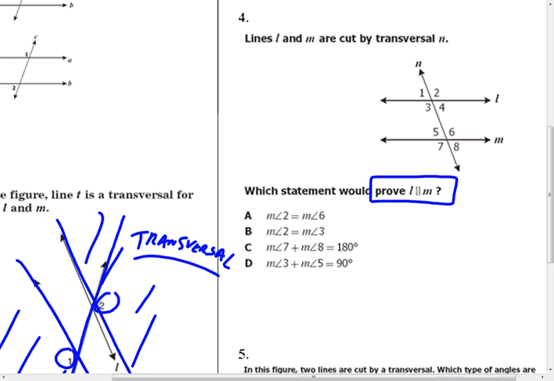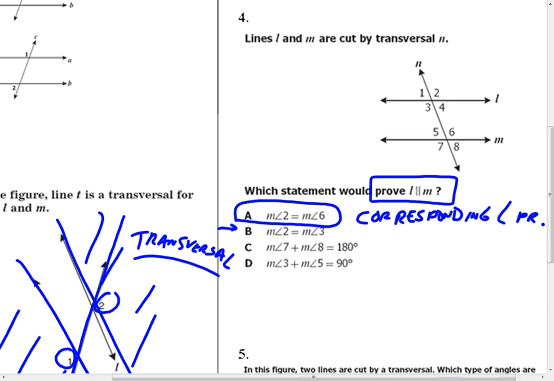JP. A. Can you justify what kind of angle pair is 2 and 6? Corresponding. Got a corresponding angle pair. We have some other ones that are true. Is 2 equal to 3? Why? Vertical angles. They're vertical angles, so they're definitely equal. But does this tell me anything about M? It tells me about L, it doesn't tell me anything about M. I don't like that.